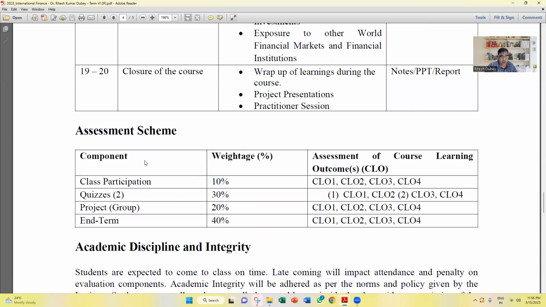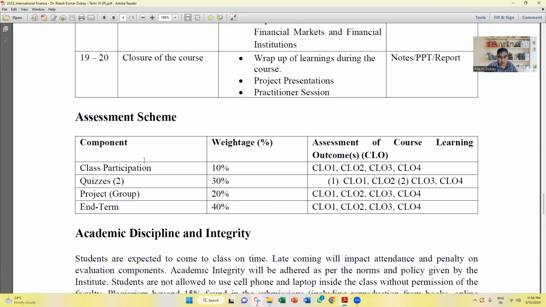Okay. Now, the assessment scheme: we are going to have two quizzes, again on UMS, 15 marks each. The moment the quizzes are on UMS, you do understand that it is a timed quiz of about 10 to 15 minutes, right? So these are basically easy quizzes that you have. Class participation is 10%.